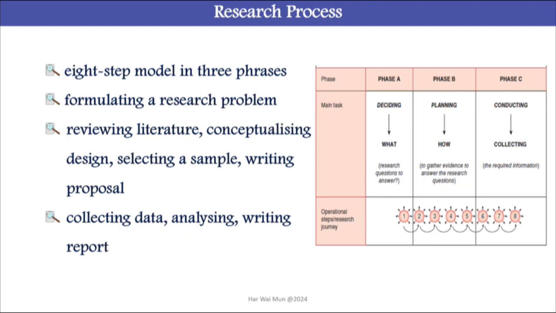Research process, of course, this is a guide. So you have a guide through a step model in 3 phases. First, we must formulate a research problem. Earlier, we noticed that you must have an issue. A research problem is an issue. We cannot do something that has no issue.